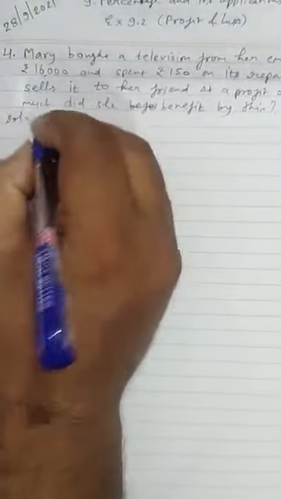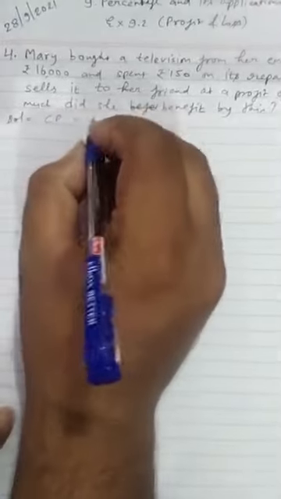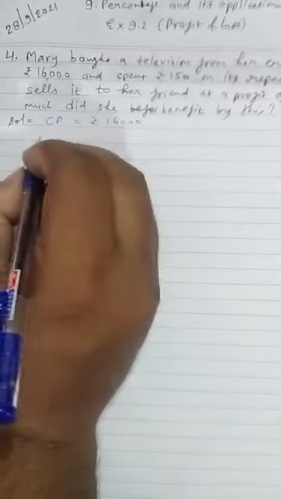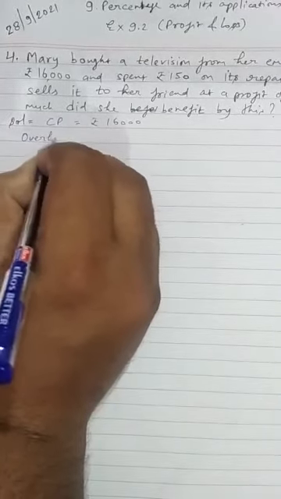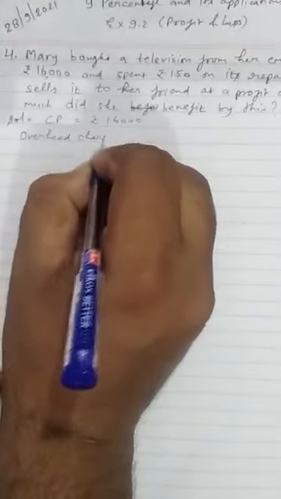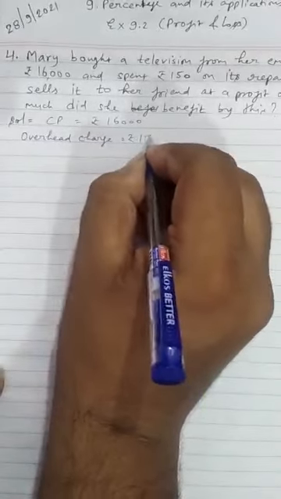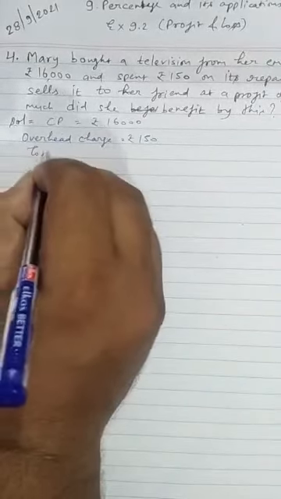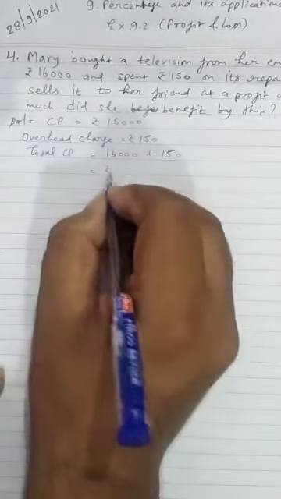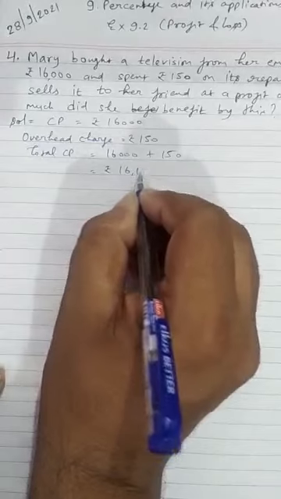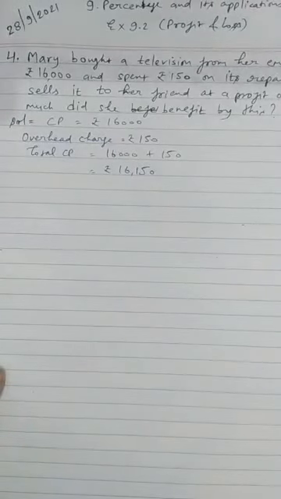Here let us see what has been given here. Cost price of television has been given here, 16,000, and its repairing charge is known as overhead charge. It's rupees 150. So total cost price will be 16,000 plus 150. It is rupees 16,150.